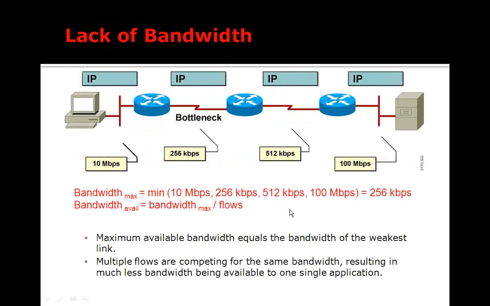Now let's look at how this looks again with a visual, starting with lack of bandwidth. You can see here we've got a 10 meg link, a 256K, a 512K, and 100 meg. Obviously our smallest link is the 256K. That's our bottleneck, so there's a lack of bandwidth. Our connections across the network look really good except for the 256 and the 512 on the WAN, and that 256 is really the worst position for us because it's the smallest amount of bandwidth.